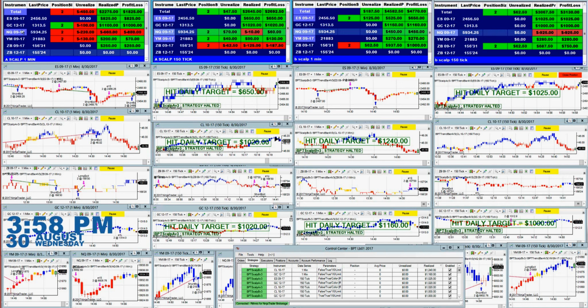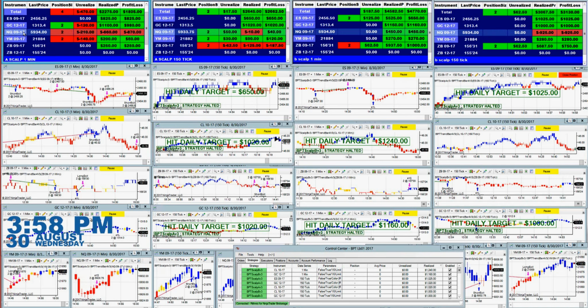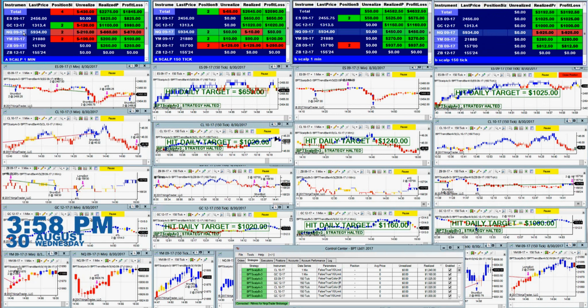If we are looking at the NASDAQ on the A scalper 1 minute, also in red. Even on the swing trading today, the A scalper swing trading, the NASDAQ was in red. So let's just analyze what's going on today.